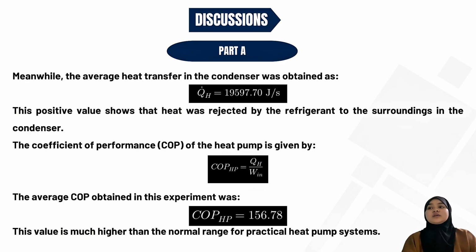The coefficient of performance of the heat pump is given by QH divided by WIN. The average COP obtained in this experiment was 156.78. This value is much higher than the normal range for practical heat pump systems.